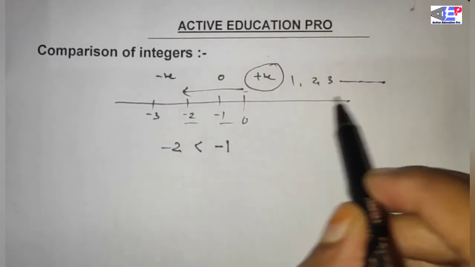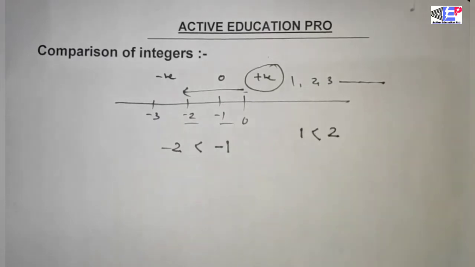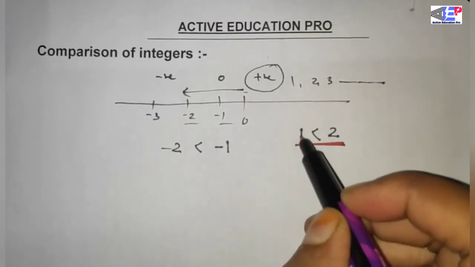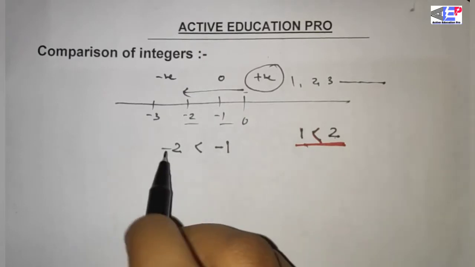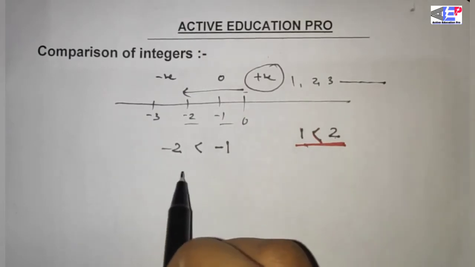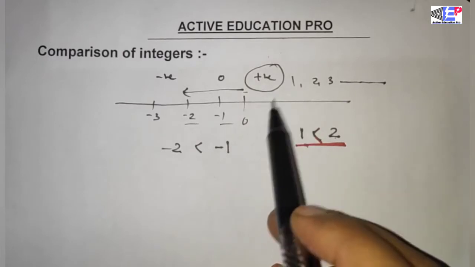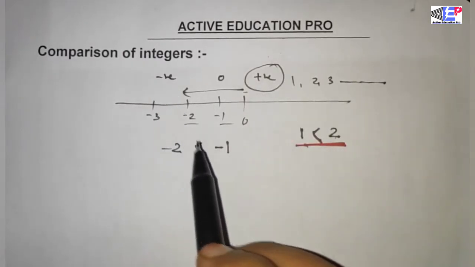But in the case of positive integers, you know 1 is less than 2. These are the examples here. For positive integers, 1 is less than 2, whereas for negative integers, minus 2 is less than minus 1. So what is the difference? The difference is about the sign. Look here, there are two types of integers, positive integers and negative integers, so there is a sign difference.